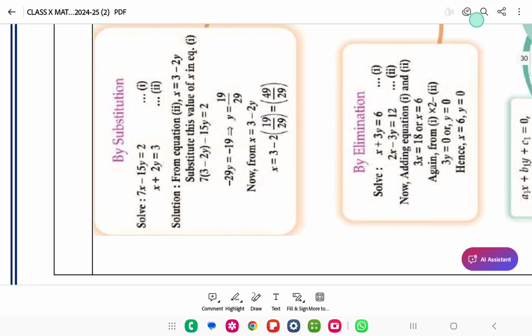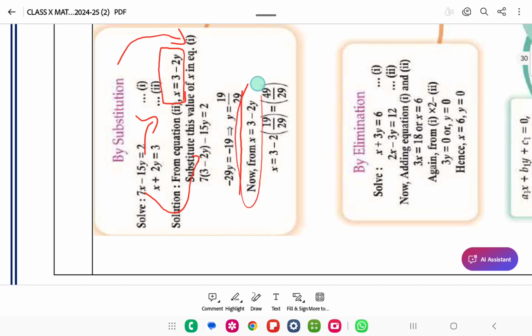So we can shift the 2y value to this side. So what you will get is x equals 3 minus 2y. Then substitute this value in equation 1, so it is called substitution method. In the place of x we write 7 times (3 minus 2y) minus 15y equals 2. When you calculate, you will get 29y equals 19, y equals 19 by 29.